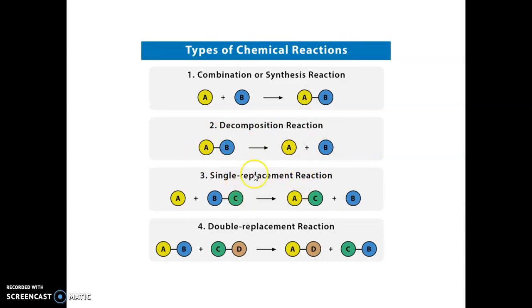A single replacement, or single displacement as we called it on our sheet: A was by itself, and B and C were a compound together. Boom, now A and B have swapped positions. Then a double displacement reaction: you see they swap partners. In the beginning we had AB and CD. Now we have AD and CB, but this could have been A and C and D and B. Okay, but we have a double replacement.